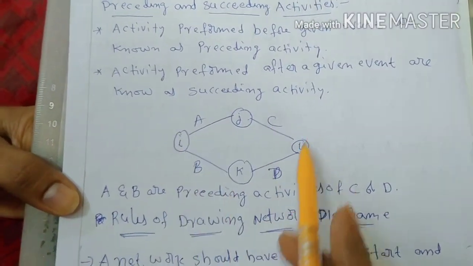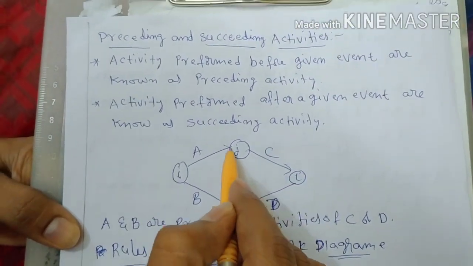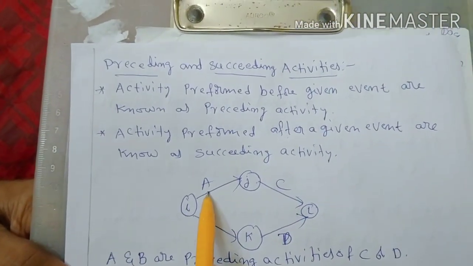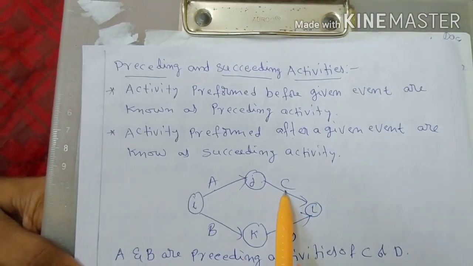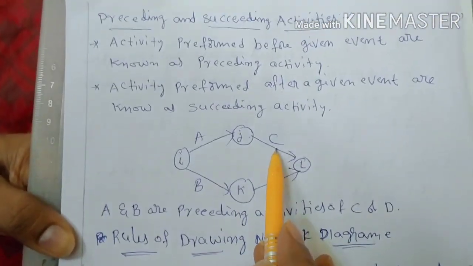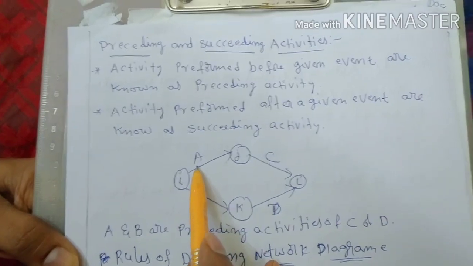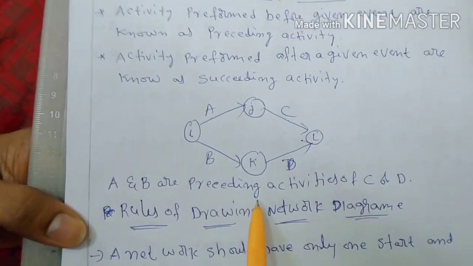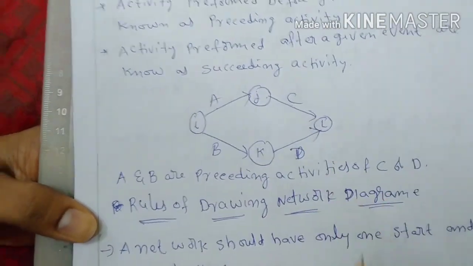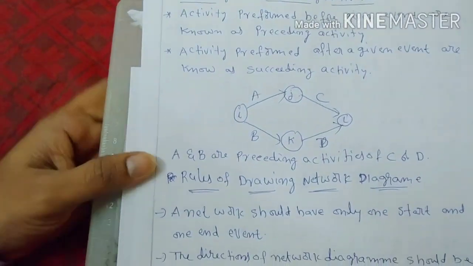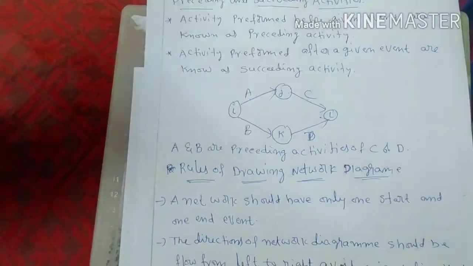Look at this particular network diagram. In this network diagram, A is the preceding activity of C. At the same time, C is the succeeding activity of A. Likewise it will be. So A and B are preceding activities of C and D. Likewise things will be there. These are the basic components and terminologies in the network diagram.